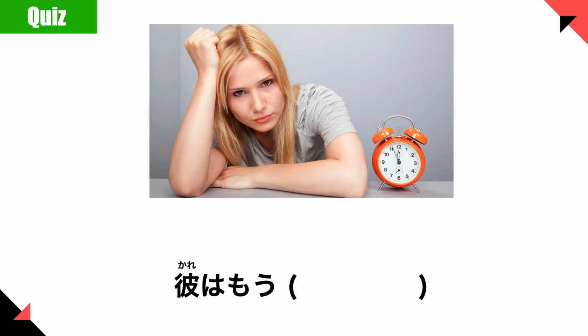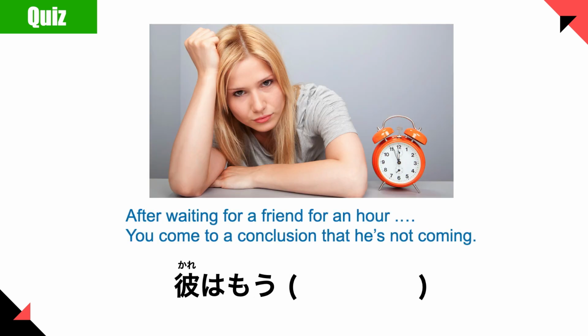Another quiz. So you've been waiting, and after waiting for a friend for an hour, you come to a conclusion that he's not coming. 彼はもう ( ). Right, so I will again leave the answer in the description.